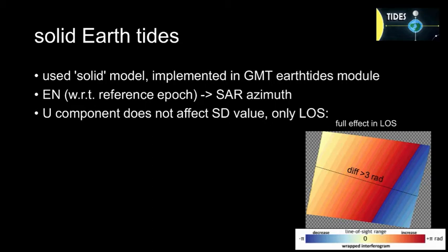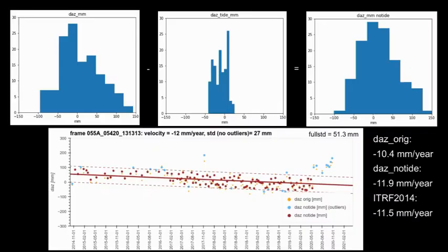Solid earth tides contribute to the azimuth shift. We can see its effects also in the frame interferograms. Here we have used a solid earth tides model implemented in the GMT earth tides module. The effect of solid earth tides correction is relatively small. The velocity estimate changed by 1 mm here and is now closer to the ITRF 2014 value.